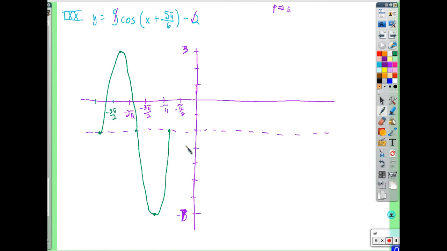All right. So we have moved it down 2, given it an amplitude of 5. That's 5 above the midline and 5 below the midline. And moved it to the left 5 pi over 6.